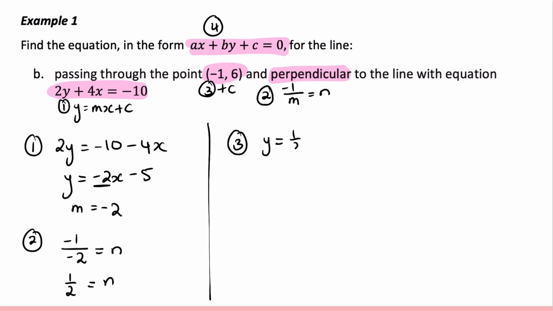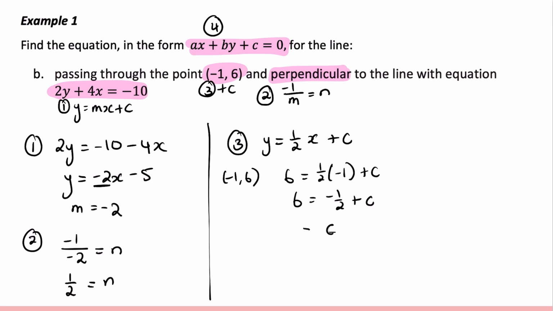So far I have y equals 1/2 x plus c. In order to find c, I need to substitute in a point. So that'll be 6 equals 1/2 times negative 1 plus c. That'll be negative 1/2 plus c. Take the half over. That'll be 13 on 2. So I'll get y equals 1/2 x plus 13 on 2.